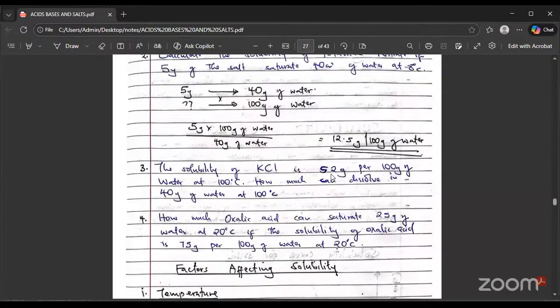The solubility of potassium chloride, which is the chemical name, is 52 grams per 100 grams of water at 100 degrees. How much can dissolve in 40 grams of water at 100 degrees? Now, remember, when you're dealing with the definition, we say particular temperature. So you can check that the temperature for 52 grams and for 40 grams is the same, so there's no problem. Can you try? This one is very easy, actually.